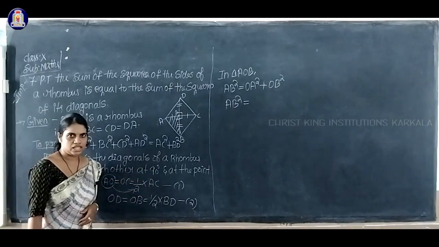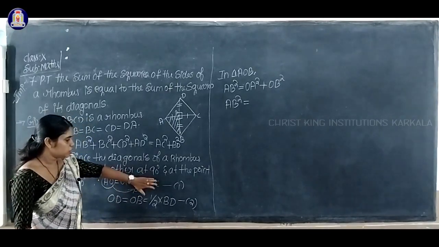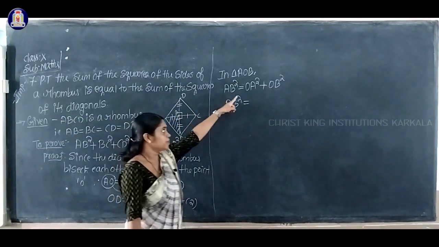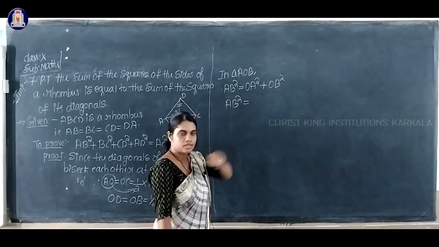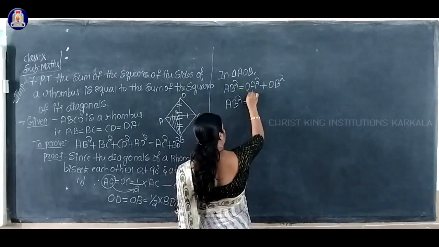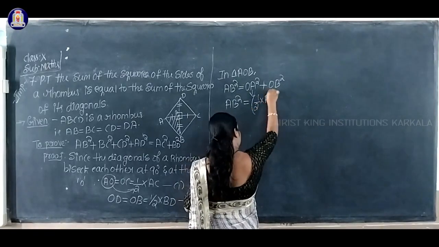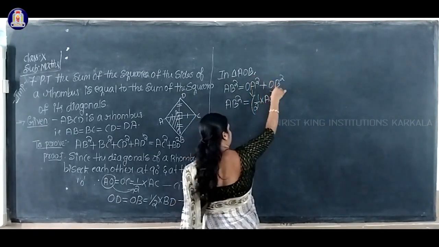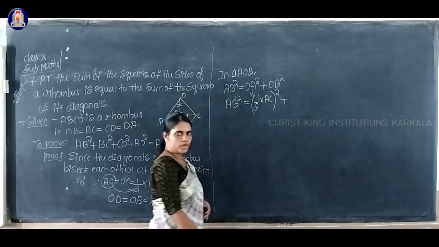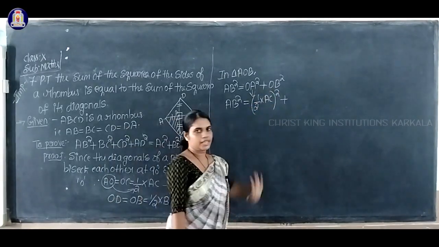OA is half of AC, given, isn't it? So can I substitute this half of AC in the place of OA? Yes. So in the place of OA, I'll replace half of AC, whole square, write this whole square as it is, plus OB.